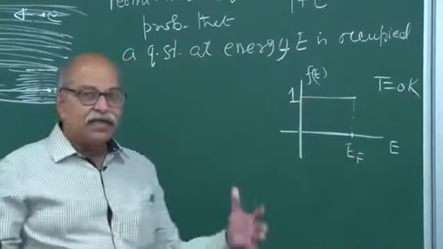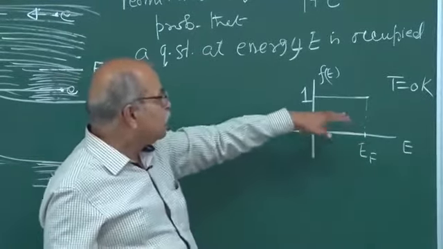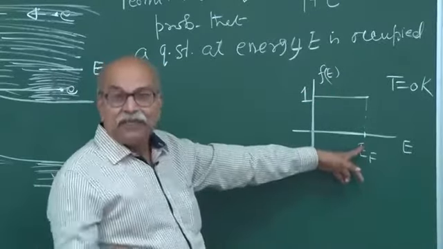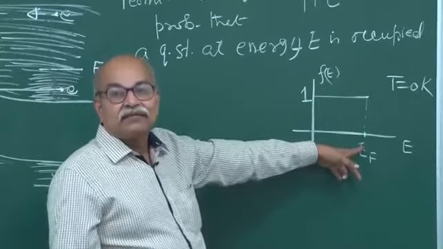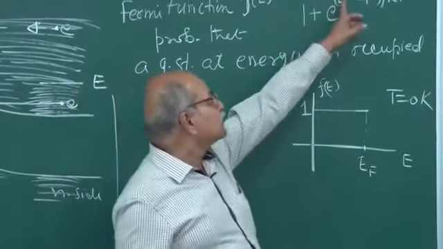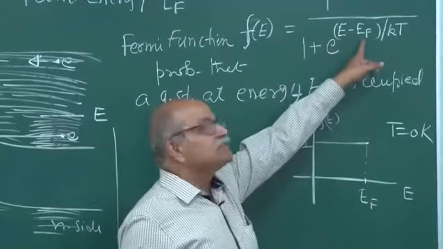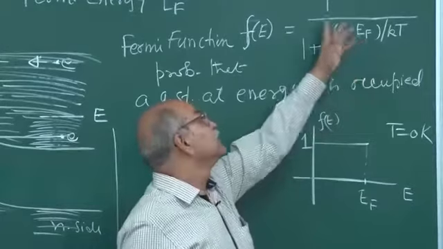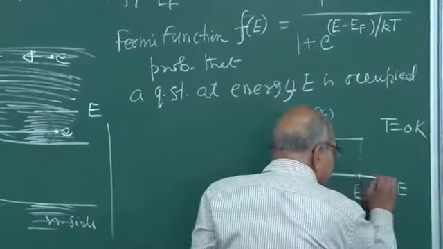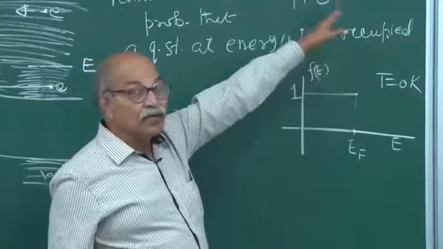So that means if you are at 0 K, then all quantum states with energy less than EF will be occupied by electrons. Probability is 1. And if E is greater than EF, then it is e to the power plus infinity, which is infinity, and this probability will be 0. So the function here is 0. So that's the kind of function at 0 Kelvin.